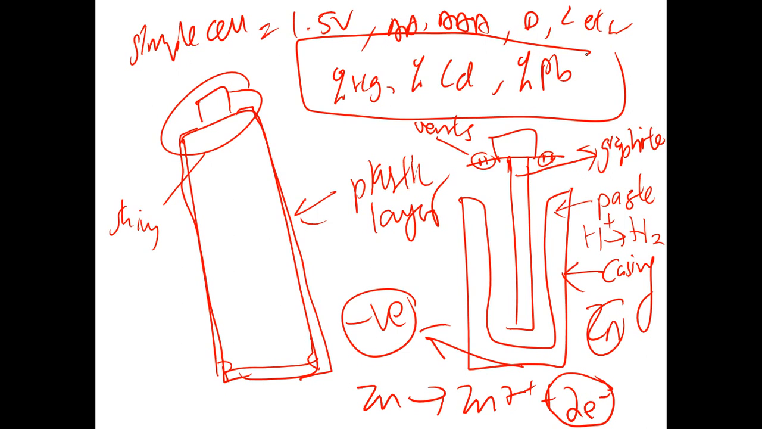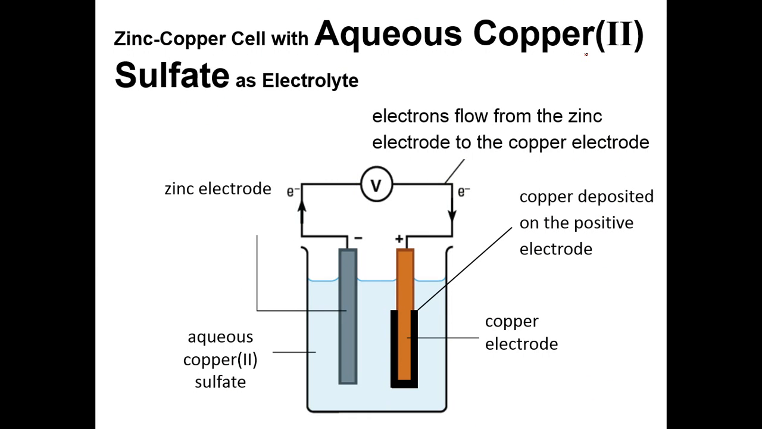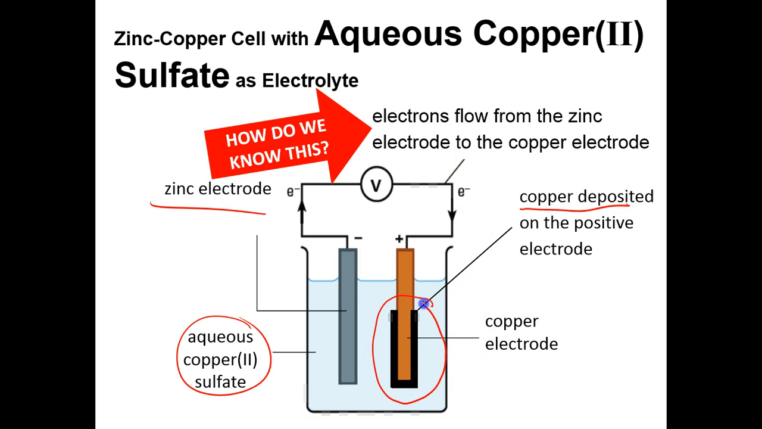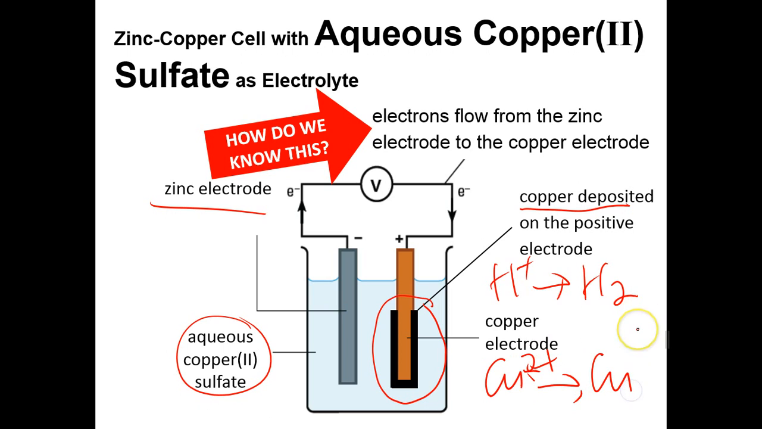Okay, so now let's move on to the next simple cell. This one is a bit more unique. Earlier we used H2SO4. Now we are using copper(II) sulfate, but the electrodes remain the same. Essentially everything occurs in the same way, except that instead of H+ being discharged as H2 gas, we now have Cu2+ present in the solution, and this Cu2+ will be discharged as copper solid.